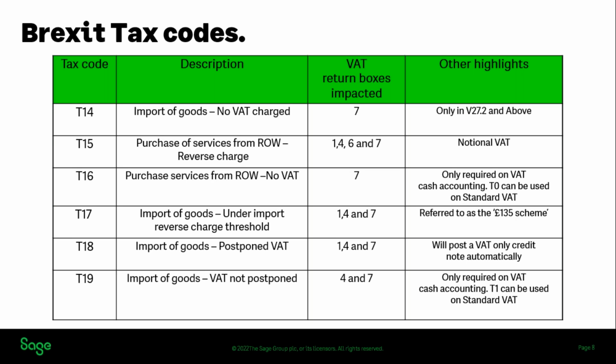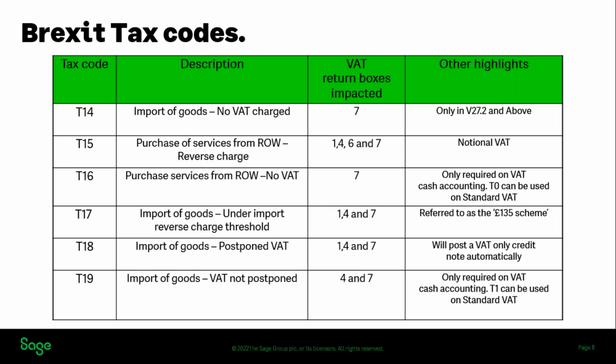Now, if there's no VAT applied, we've got a T16 tax code. And as you can see there, that's only impacting box 7 on the return. Now, if you're using standard VAT, this can actually be achieved by using one of the normal tax codes, a T0. So you don't actually have to use the special T16 tax code unless you are using VAT cash accounting. So you might find that that's the only one you would ever use, and actually you're on standard VAT, so you can use the T0 instead.